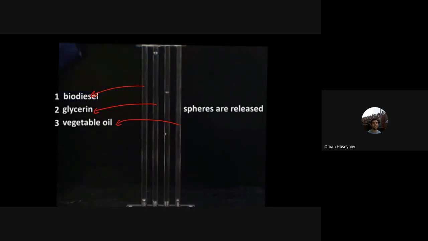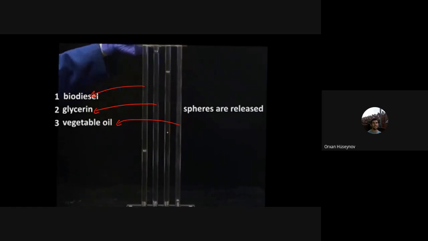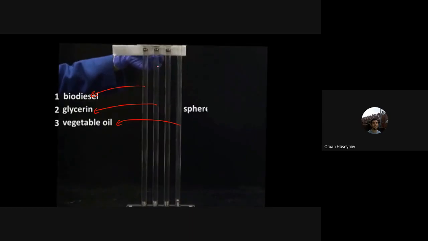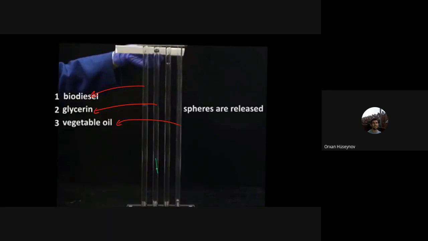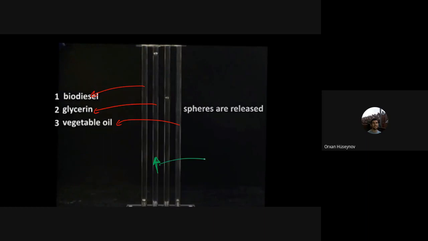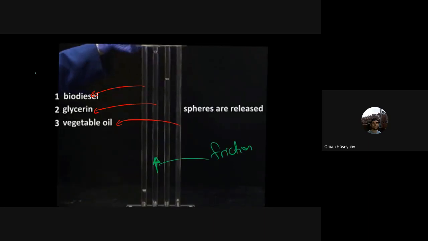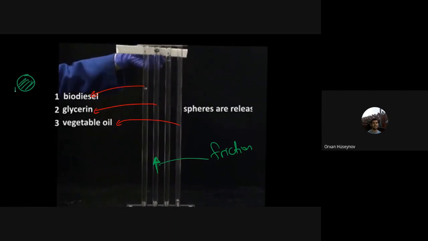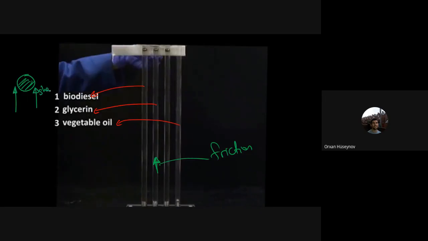You can see. So the question is why the first one comes very fast, and the second one comes very slowly. And the reason is, let me see which color is best for this one. So the reason is the friction, because this is the sphere. When the sphere falls, the fluid is opposing the motion by shear force.